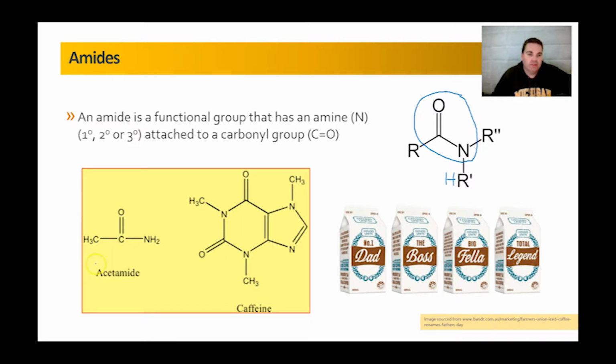Over here in acid amide, we've got our amide group here, and we happen to have 2 hydrogens on it.